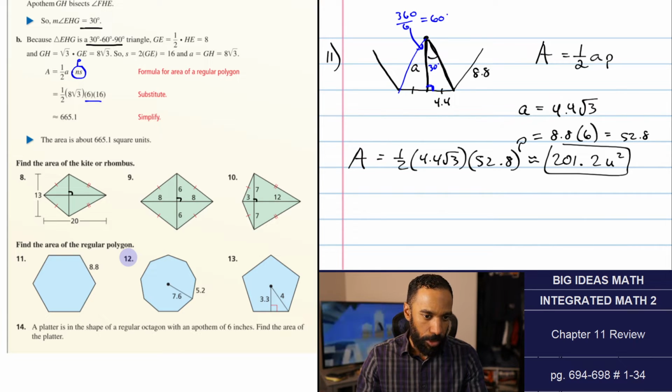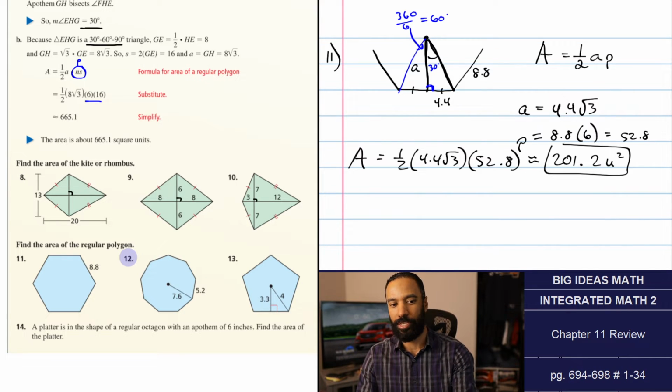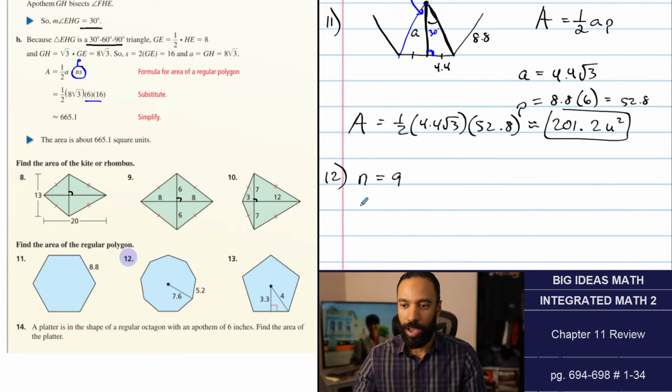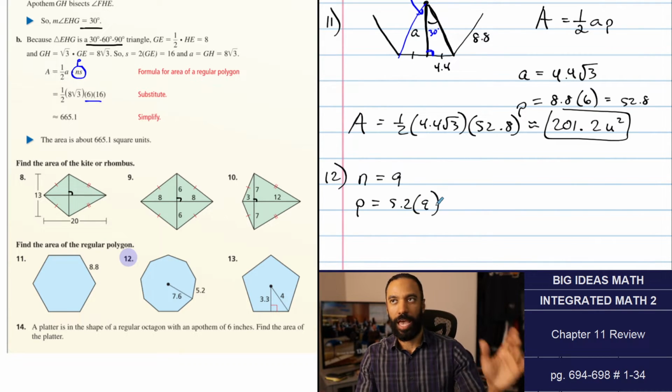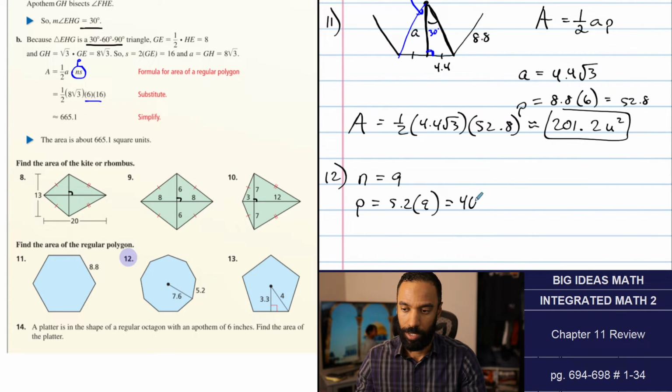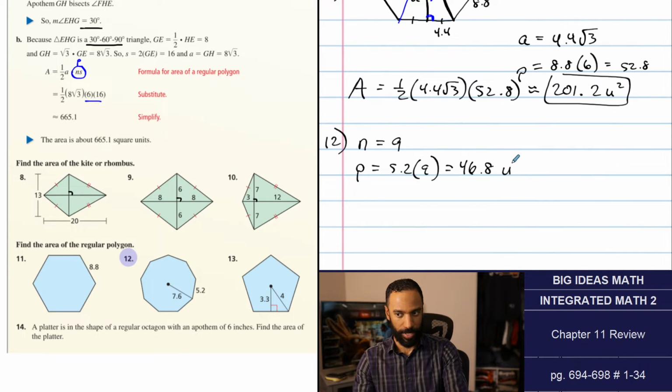This is a 1, 2, 3, 4, 5, 6, 7, 8, nonagon. It's a 9-sided shape, so let's start with that. We have an n value of 9. Let's work off that perimeter right now while we're here. 5.2 times 9 is what we're working with. I can do that in my head. I got it. 46.8. If I'm wrong, uh-oh, I'll check it later. 46.8 units. That's what the U is for.